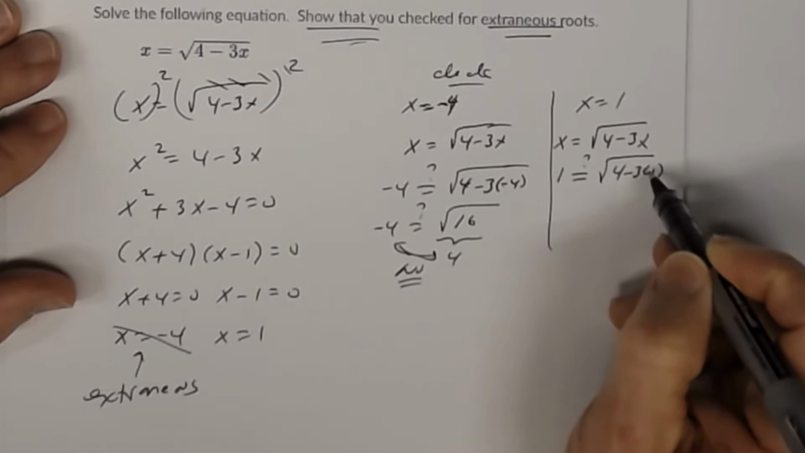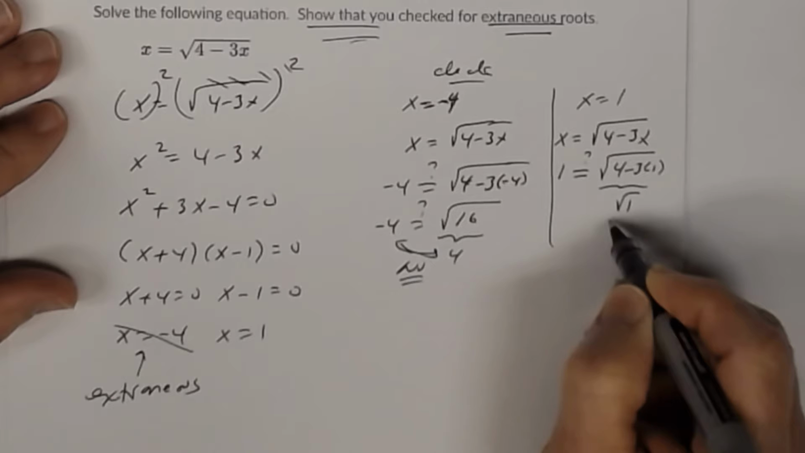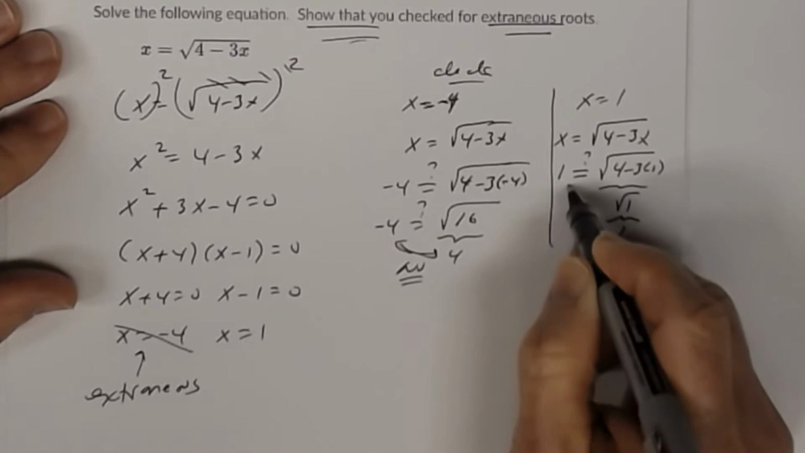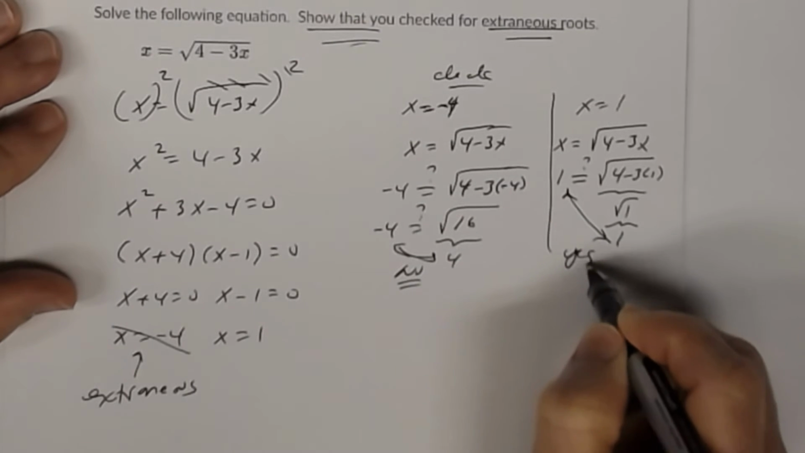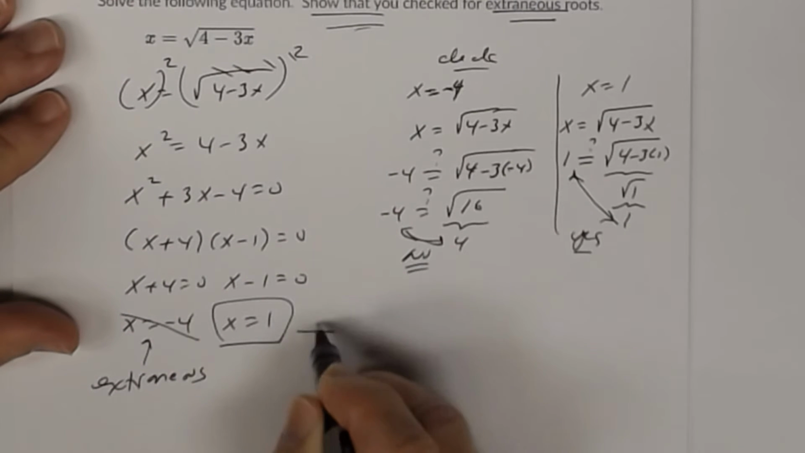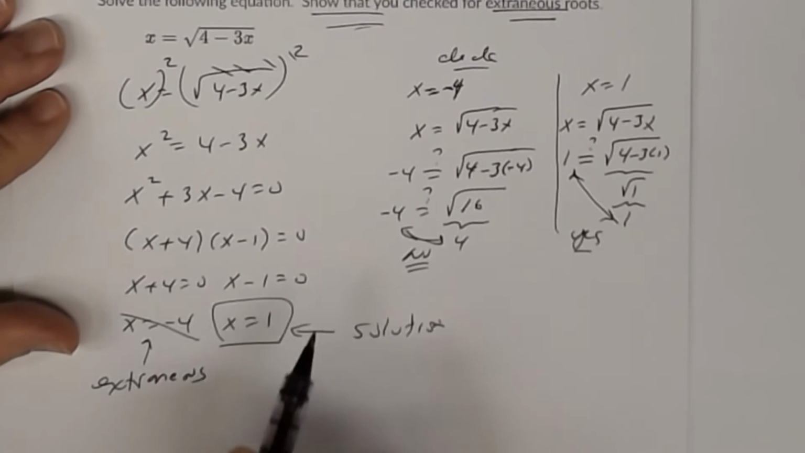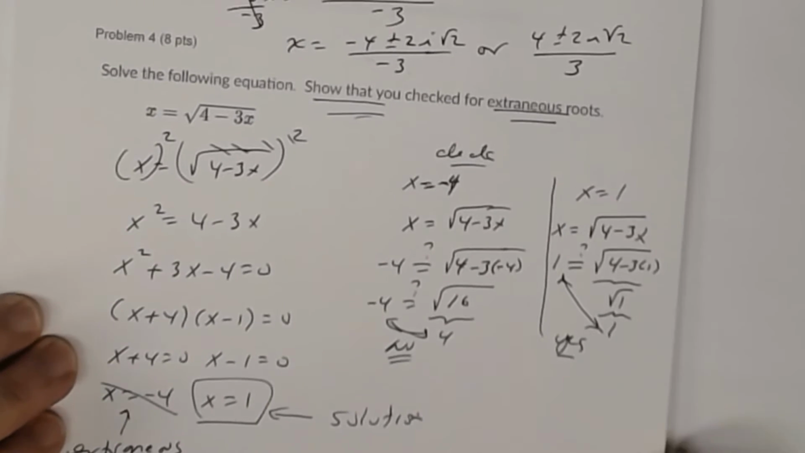Well, 3 times 1 is 3. 4 minus 3 is 1. So this right here becomes the square root of 1. And the square root of 1 is 1. And notice those are equal. 1 equals 1. So x equal 1 is our solution. That's the only proposed solution. That's a solution to the original equation. All right, so that's number 4.